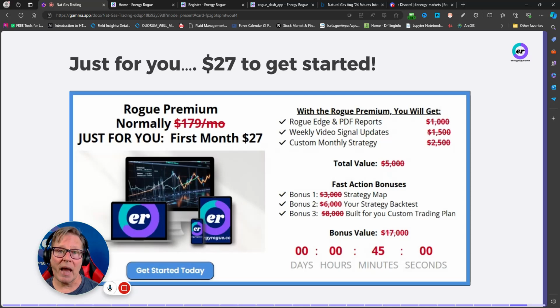We're going to develop that map, and then every month we are going to test it with you. We are going to strategically work with you towards that strategy goal. And if you have a strategy you want to back test, we'll back test it for you. That takes thousands of dollars of effort, value. We'll research it for you so that if you have an idea on that strategy, we'll test it for you. So bonus 3, we're going to build for you your custom trading plan.